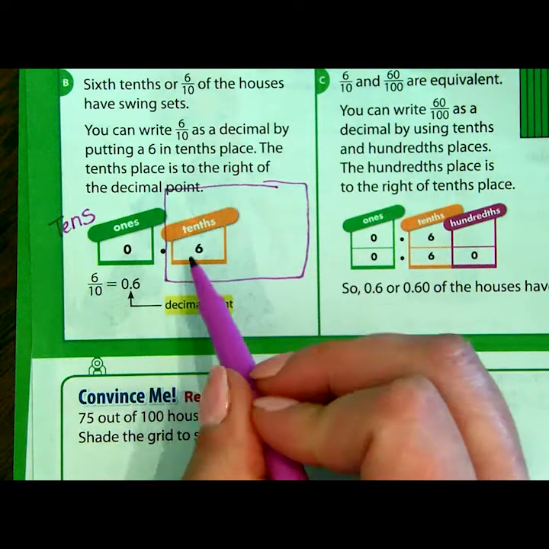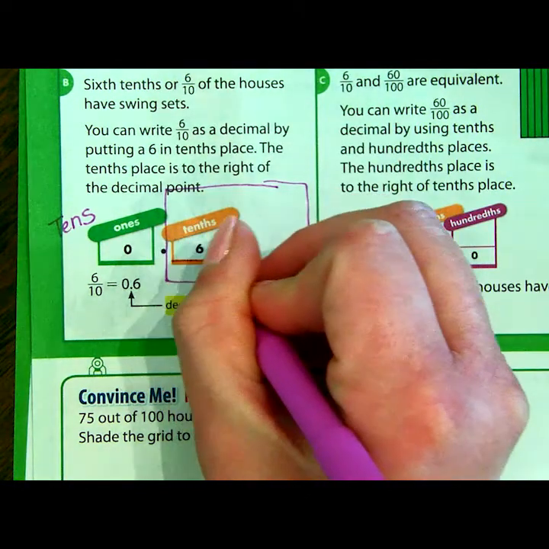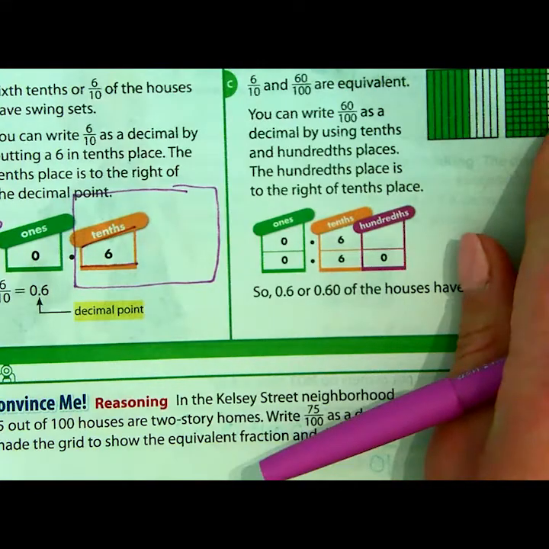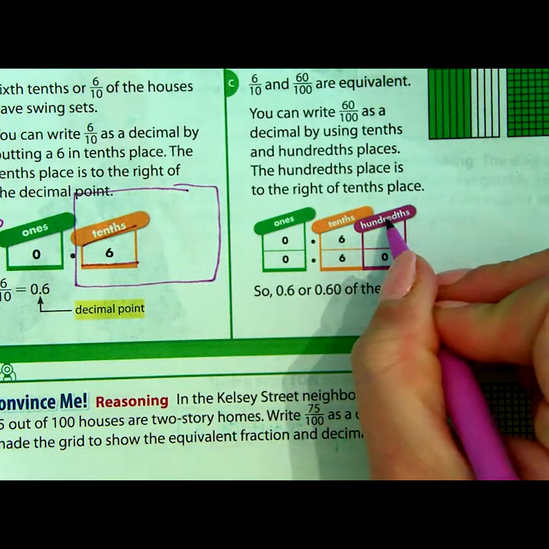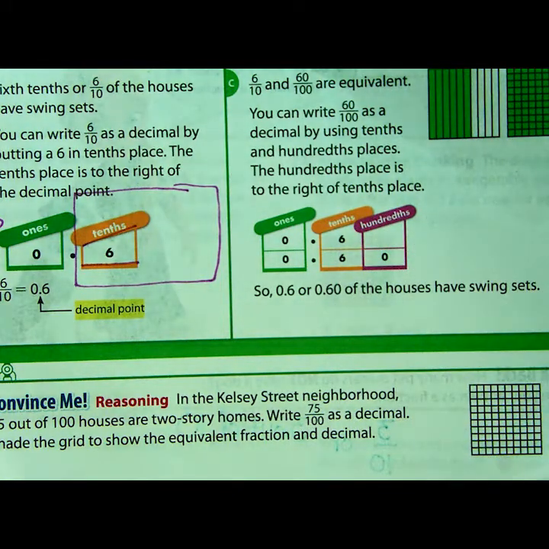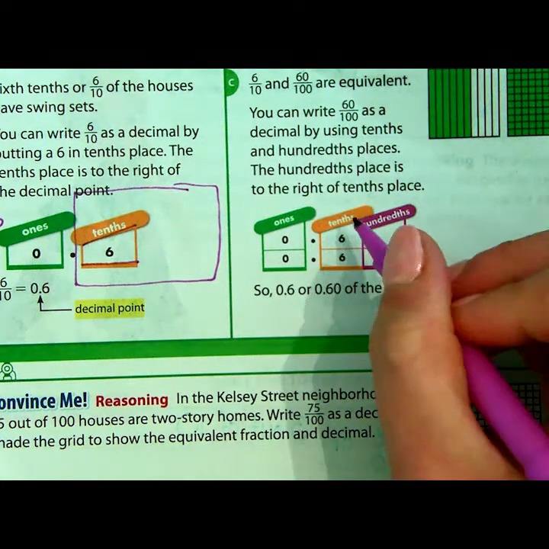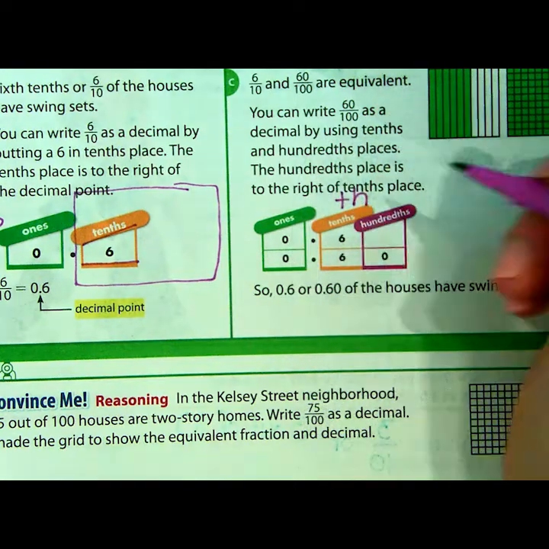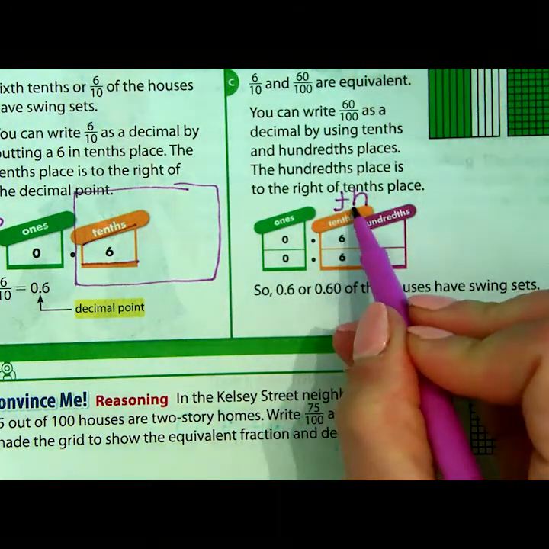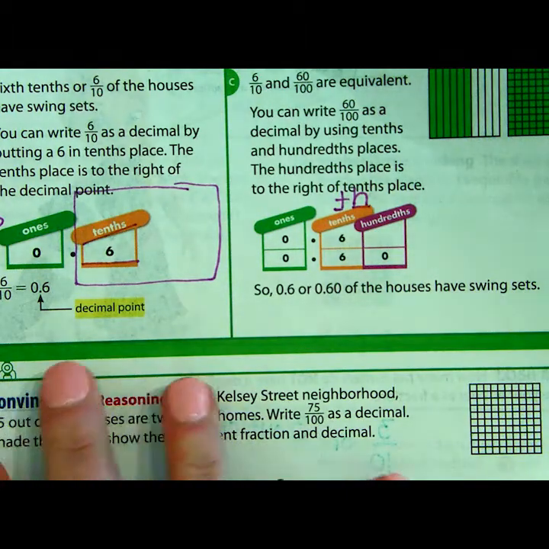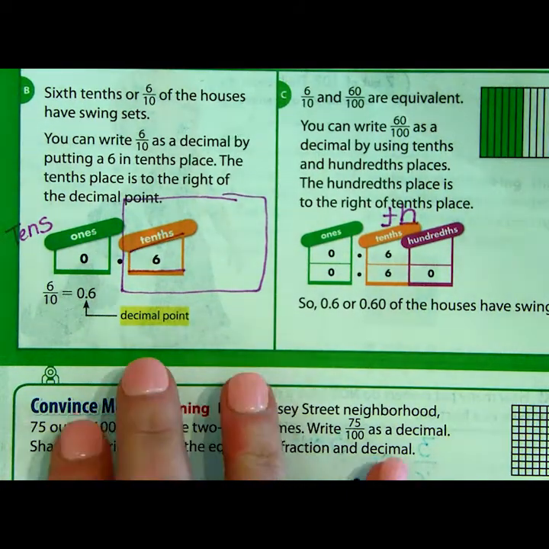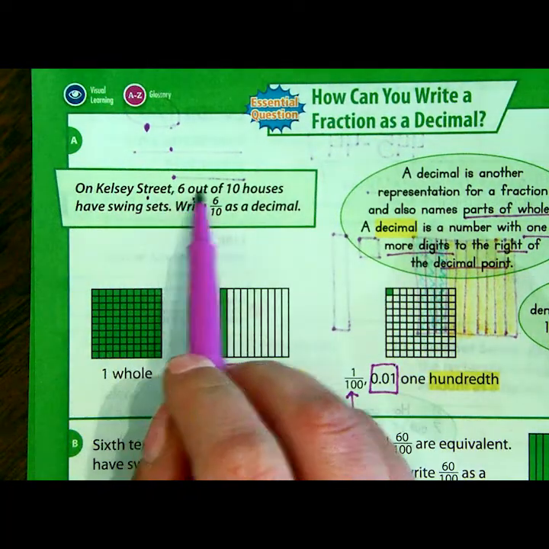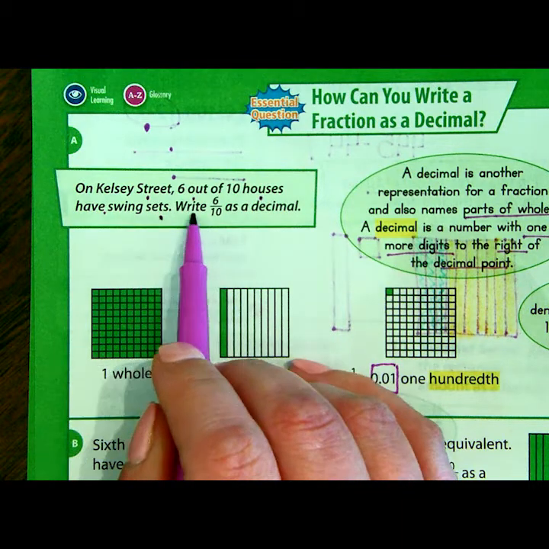So the first one I see here, this place value, is the tenths place. The tenths place comes first, and then the next one we see after the tenths comes the hundredths. So some people, you have to be able to memorize this. I think of it as just TH, because I know a lot of words have that TH ending: tenths, hundredths. And now let's look at a couple examples. So now I think we're ready to practice. The question was, on Kelsey Street, 6 out of 10 houses have swing sets. Write 6/10 as a decimal.